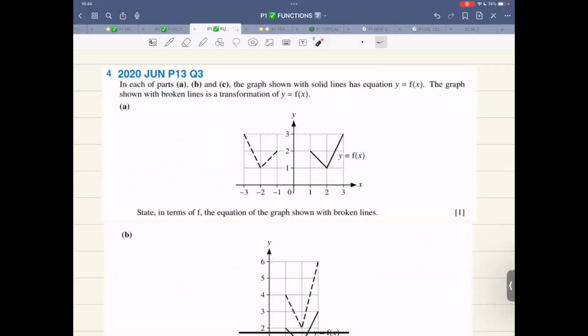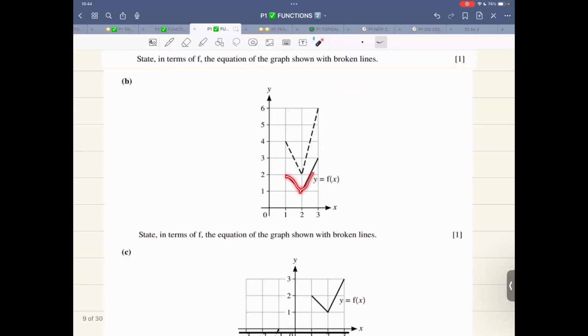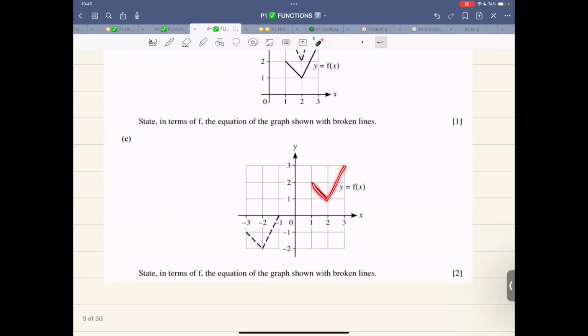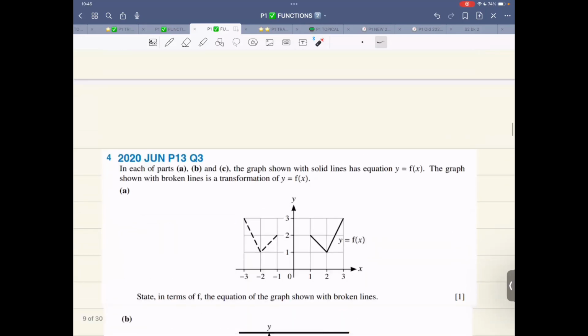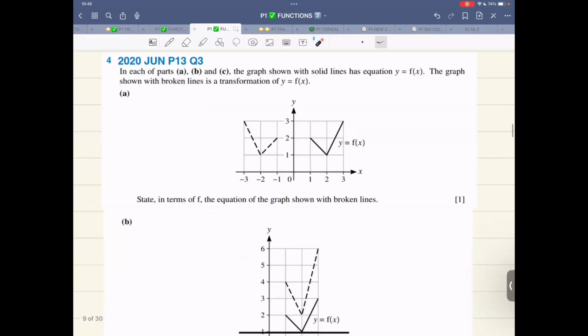Next question. Now over here it says in each of the parts A, B, and C, the graph shown with solid lines has equation y equals f(x). So this is y equals f(x). This one is y equals f(x). This one is y equals f(x). The graph shown with broken line is a transformation of y equals f(x). The first part A, state in terms of f the equation of the graph shown with broken lines.